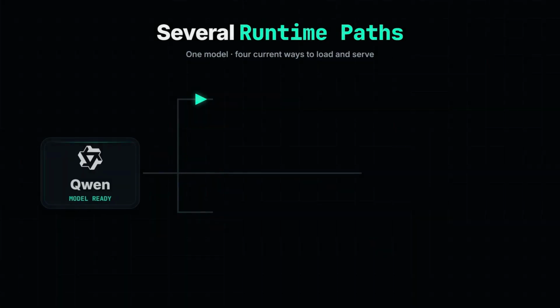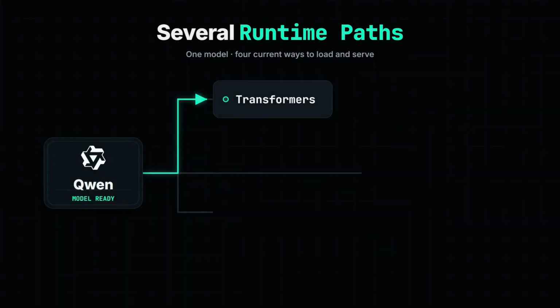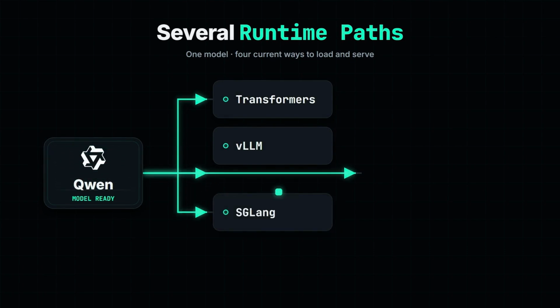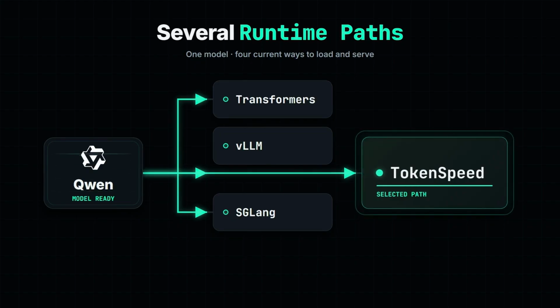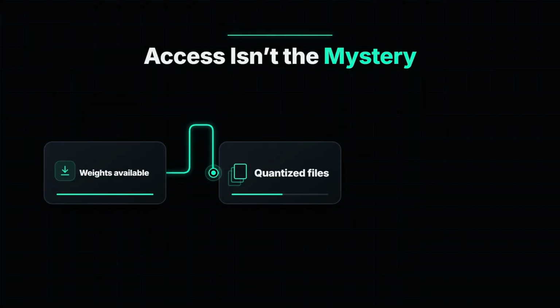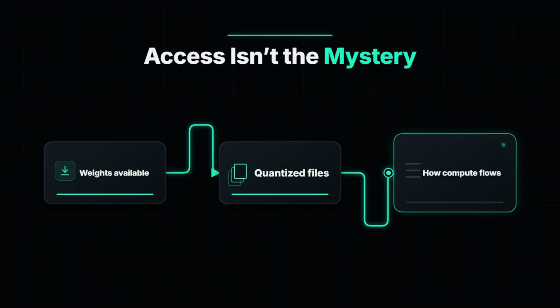A runtime is the software that loads and serves a model. Qwen supports transformers, vLLM, SGLang, and TokenSpeed using current versions. The license, learned weights, examples, and smaller files are available. The remaining question is how the 27B design spends computation.